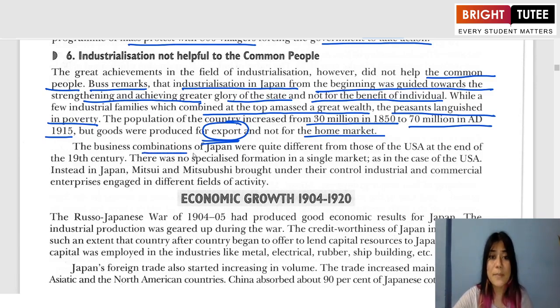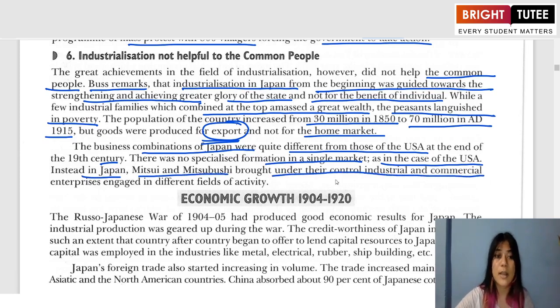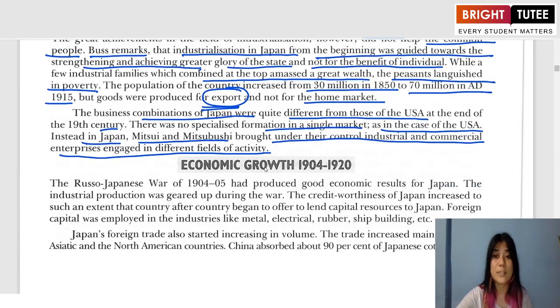The business combinations of Japan were quite different from those of USA at the end of the 19th century. There was no specialized formation in a single market as in the case of the USA. Instead, in Japan, Mitsui and Mitsubishi brought under their control industrial and commercial enterprises engaged in different fields of activity.